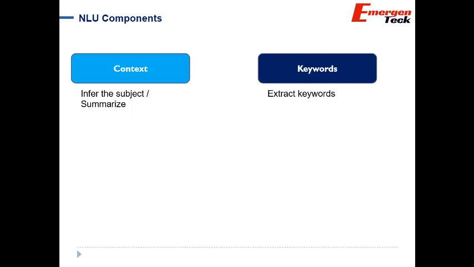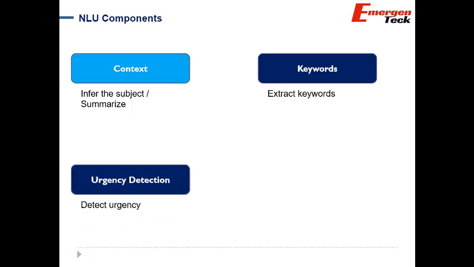The next component is keyword, extracting the meaningful keywords from a large amount of data. The urgency detection. The urgency detection is the process of understanding the urgency from the text, from the email, or from the conversation. How urgent this is, so that our people can take the action.